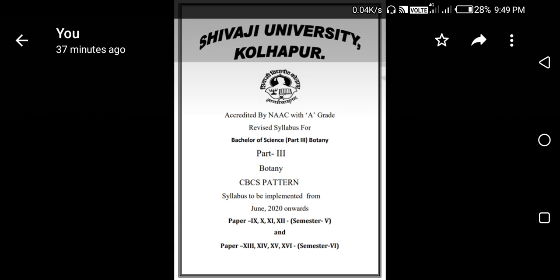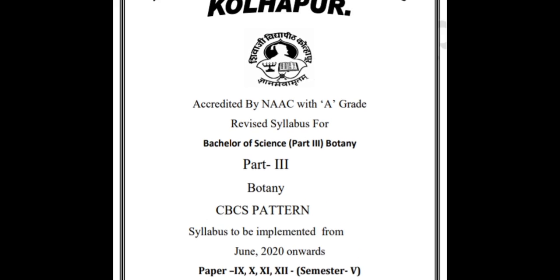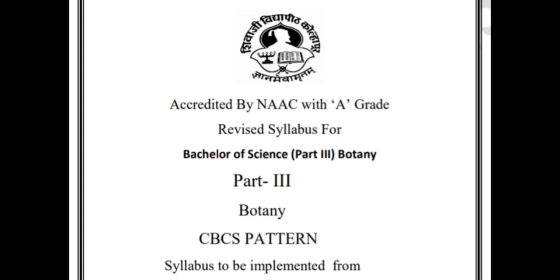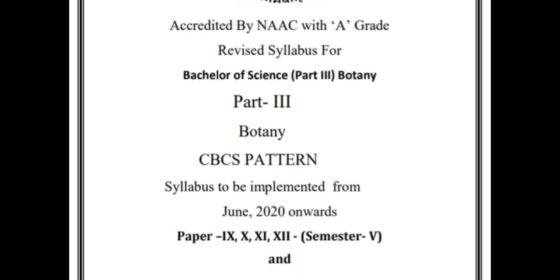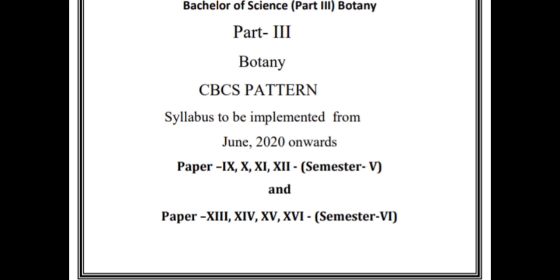Today we are going to learn the syllabus that has just been implemented in this new academic year. Under the CBCS pattern, choice based credit system pattern, the syllabus is to be implemented from June 2020. It has 4 papers in semester 5 and 4 papers in semester 6.